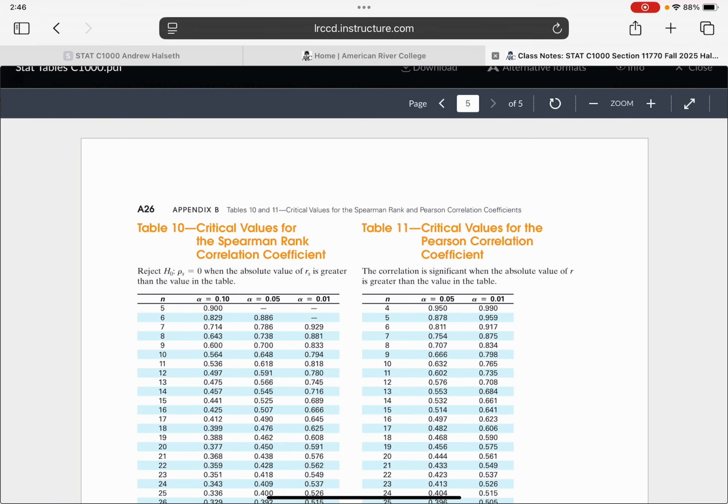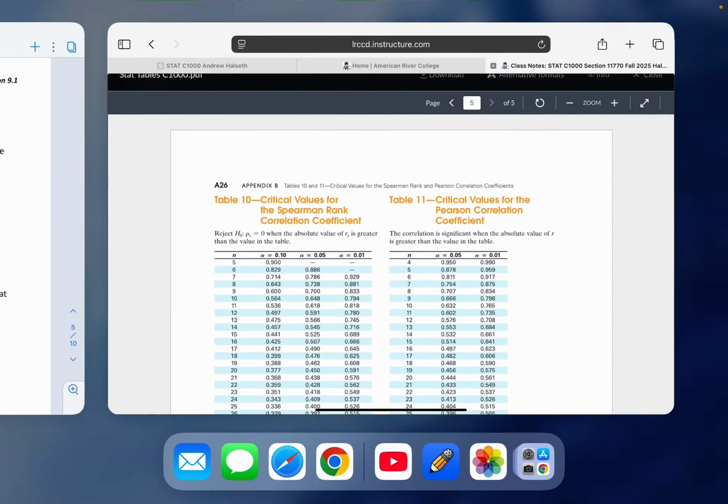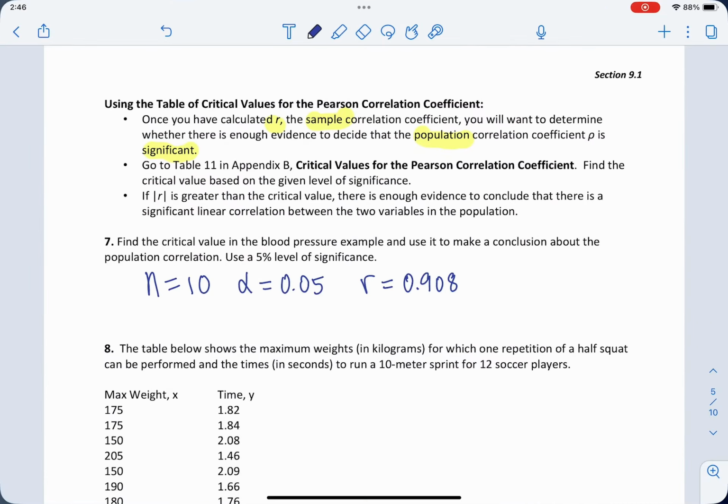Okay, and so for this problem, N is 10, so I go down to 10, and then alpha 0.05, that leads me to the number 0.632. That's the critical value. Okay, so now I'll go back to my handout and write that down. Critical value, 0.632.